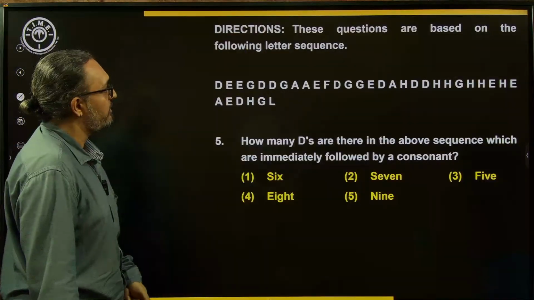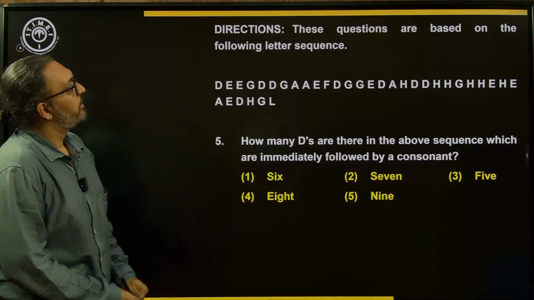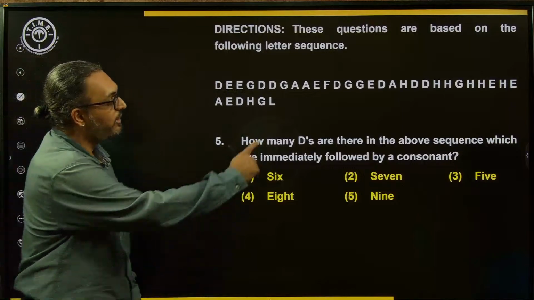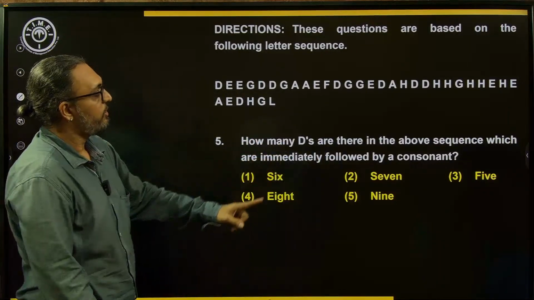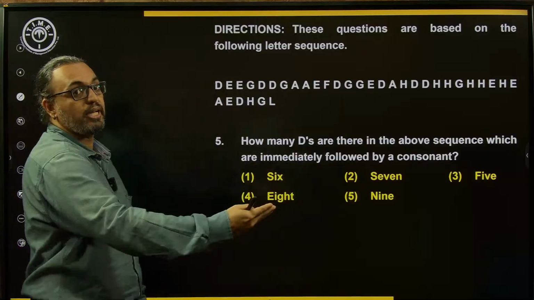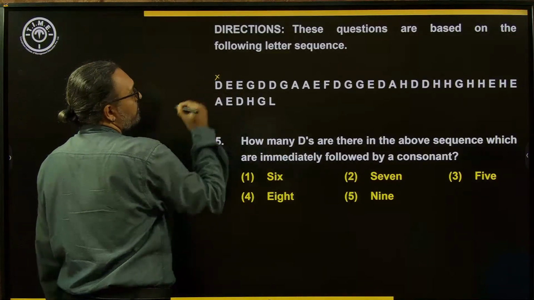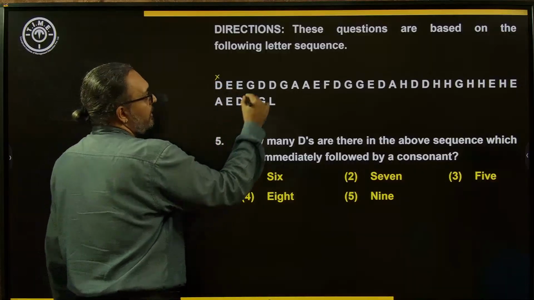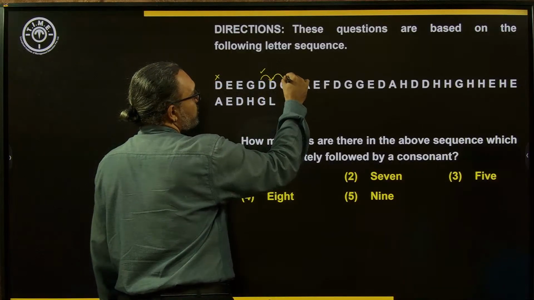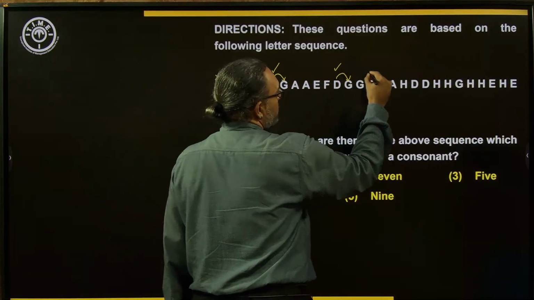Now the next we have is sequences. These questions are based on the following letter sequence. Now he's asking how many Ds are there in the above sequence which are immediately followed by a consonant. D followed by a consonant, this doesn't work. Then D followed by a consonant, this works. D followed by a consonant, this works. Then D followed by a consonant, this works.